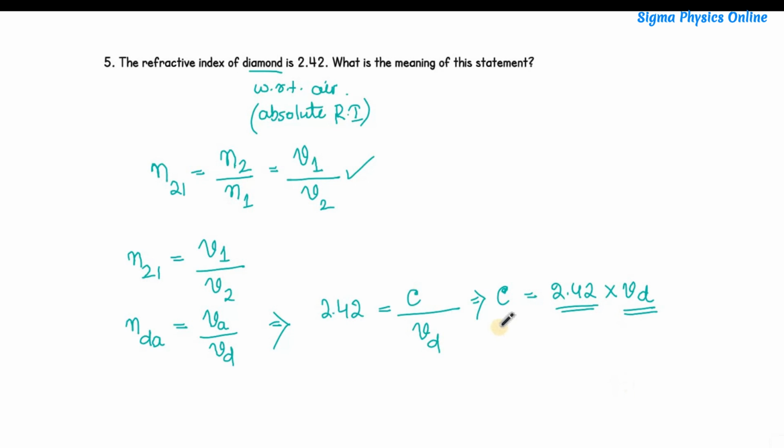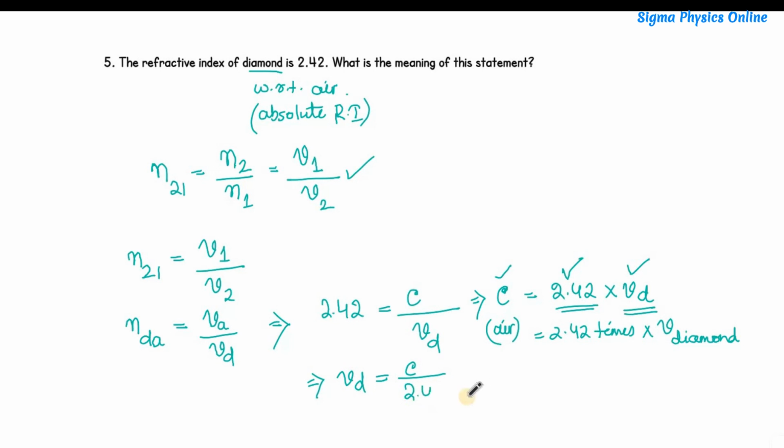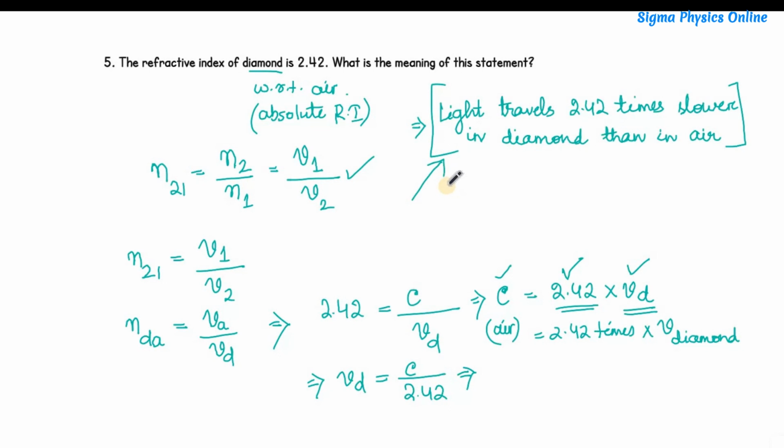That is, the velocity with which light travels in air is 2.42 times more than the velocity of light in diamond. Okay, so we can say that light travels 2.42 times slower in diamond than in air. So the velocity of light in diamond will be C by 2.42. So the answer to this question is, the meaning of this statement is that light travels 2.42 times slower in diamond than in air. Alright, so this is the answer to this question.